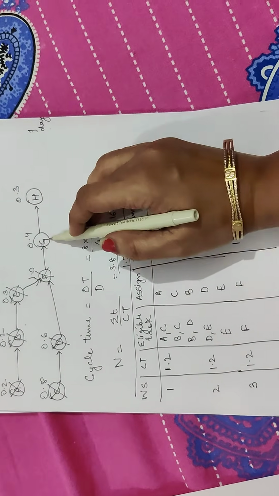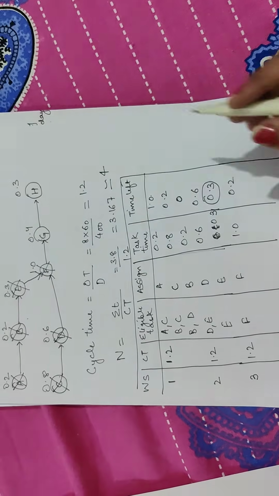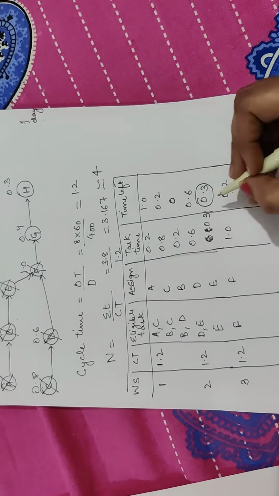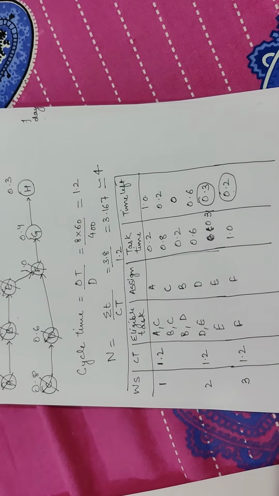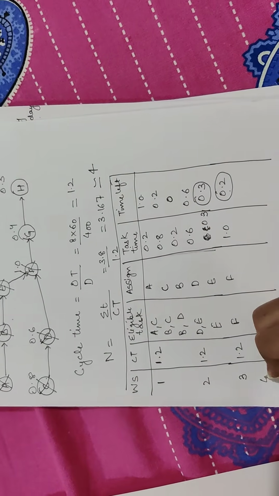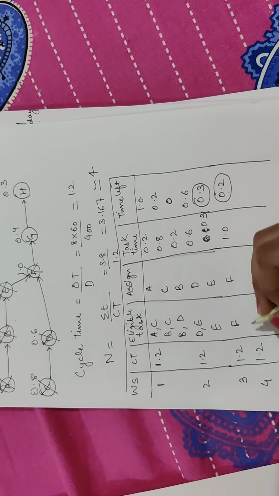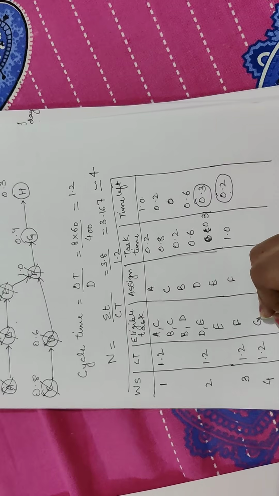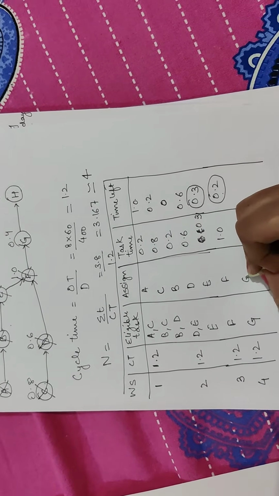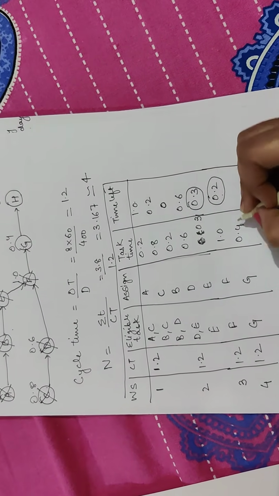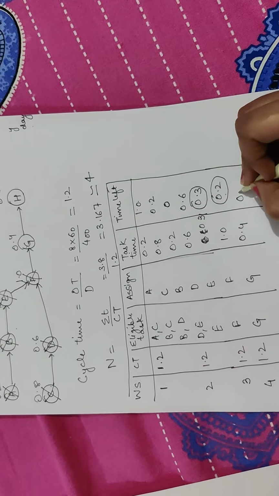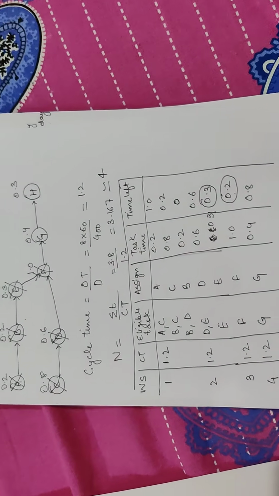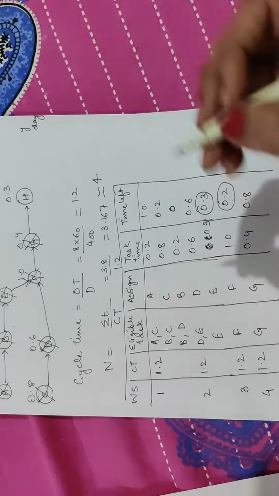After F I have G. G का टाइम पीरियड है 0.4 और यहाँ पे टाइम कितना बचा है 0.2. So this is again the idle time of third workstation. I will move to fourth workstation where cycle time is 1.2. Task eligible is G. G will be assigned. Time period is 0.4 and the time left is 0.8. So this will be assigned.